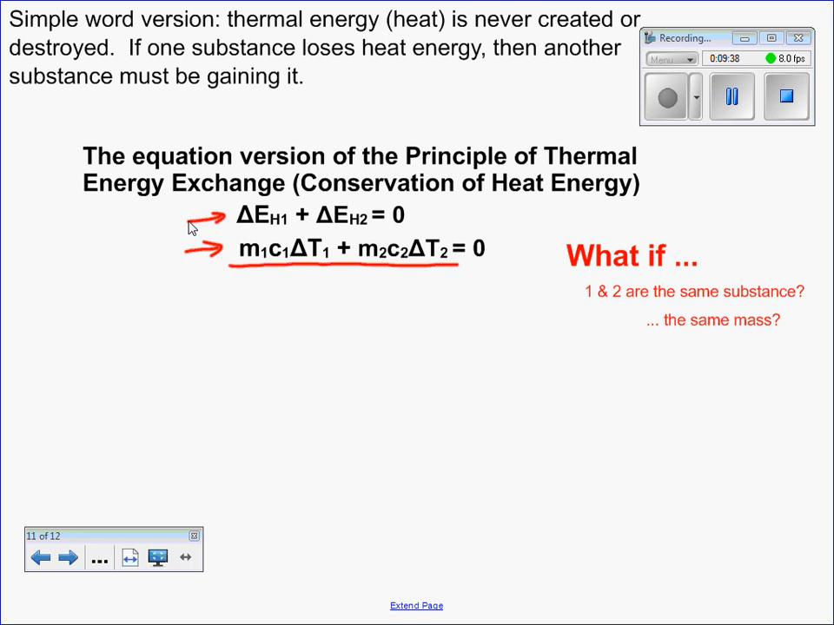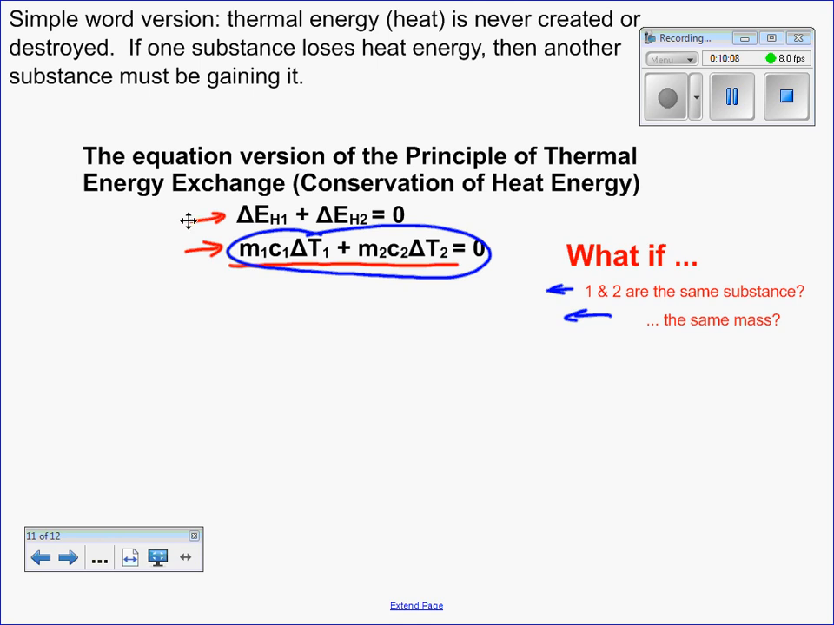If 1 and 2 are the same substance, say you mix water with water, what happens to this equation? Give it a try. Same thing if the two substances have the same mass: 10 kilograms of iron, 10 kilograms of water. What happens? I want you to play with this equation. This is your thinking practice. Play with this equation and try to figure out what happens to these numbers, what happens to this equation when things are the same, and see if you can come up with your own version of what kind of things can happen.